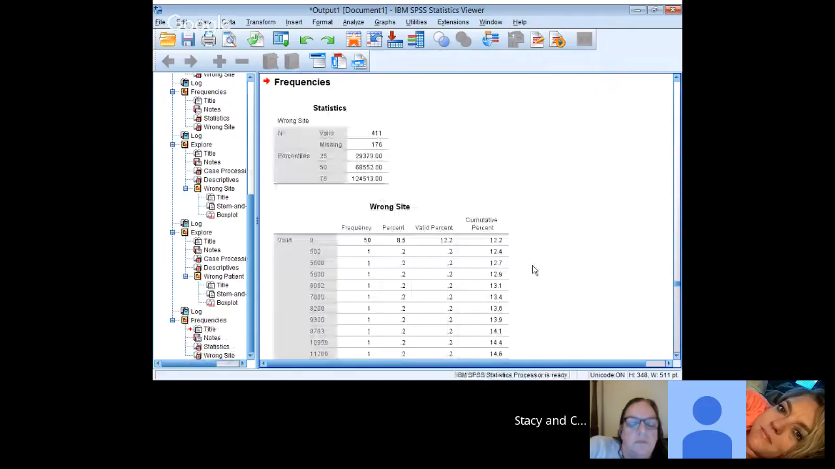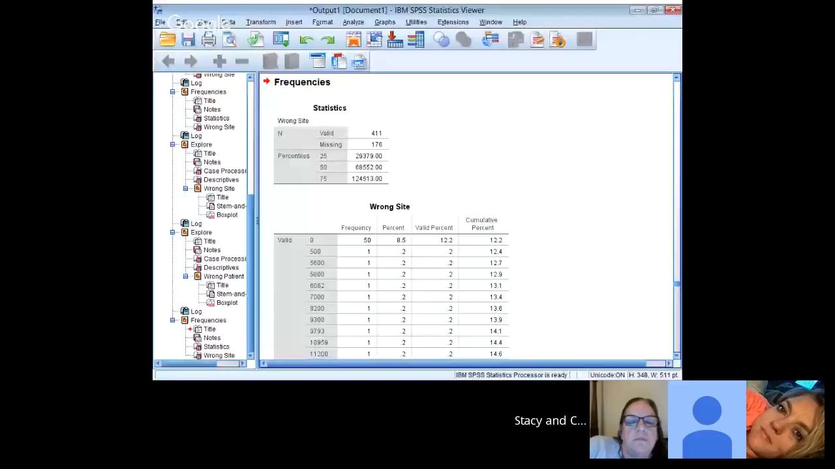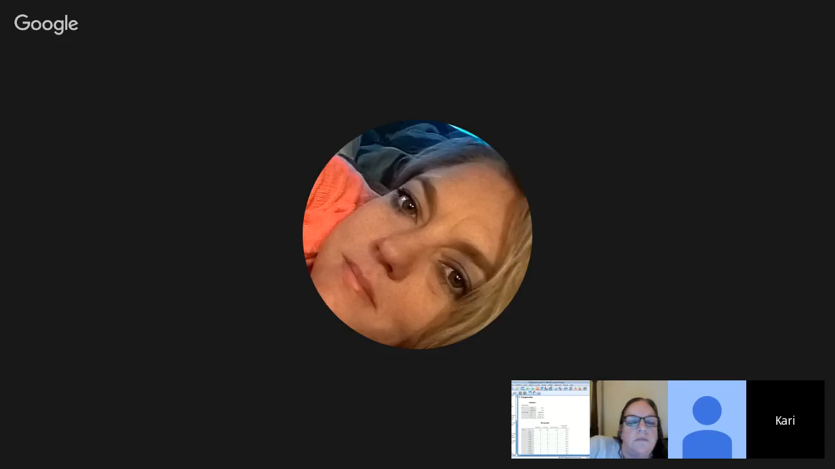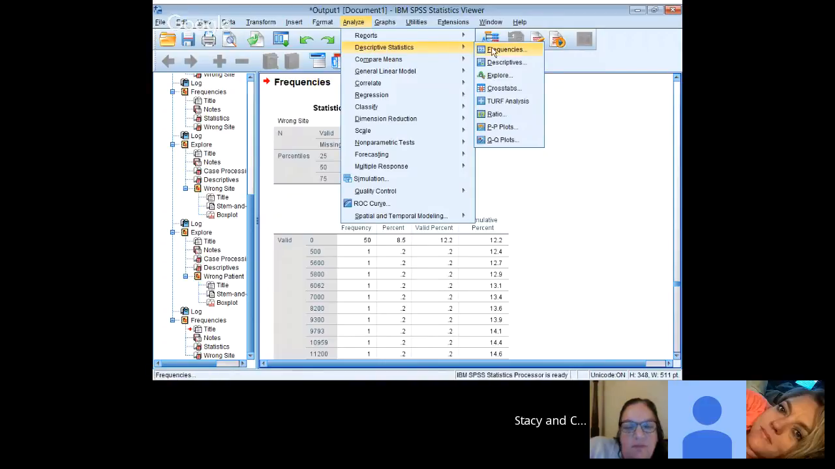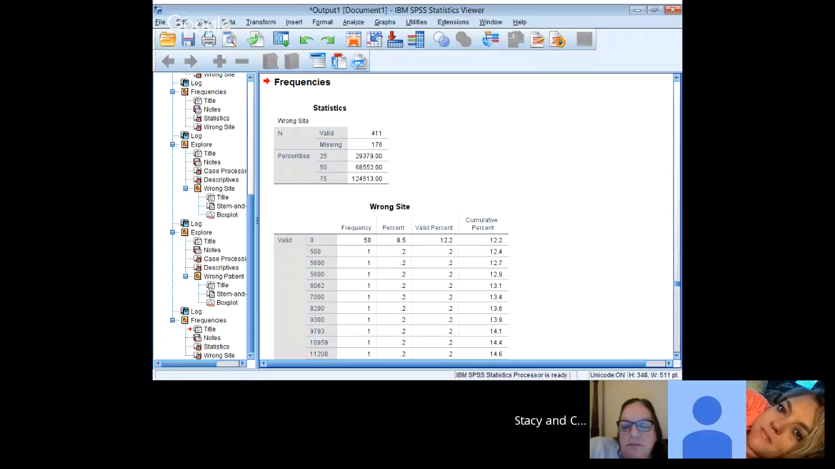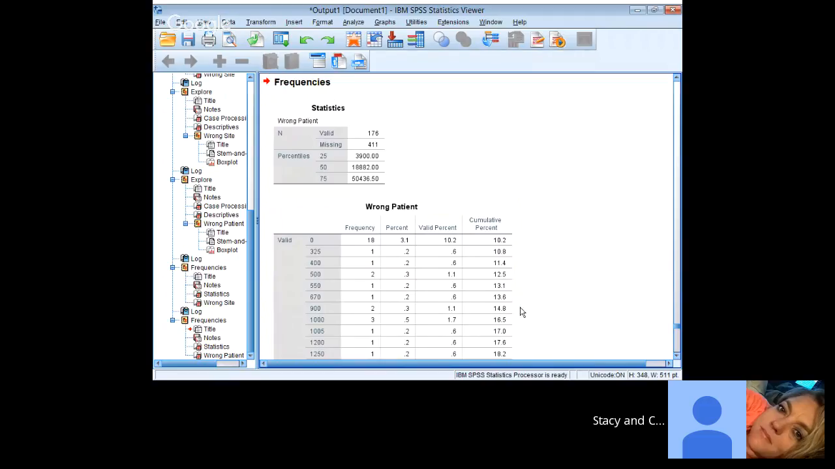Okay, let me go share this. I just have to get there to remember what I'm doing. Can you guys see it? Does it say frequencies and then statistics? You're still on wrong site, and we're supposed to be doing wrong patient. You're right, it does say wrong site. Maybe I just messed it up. Let me go check one more time. Sorry, guys. Frequencies. Yeah, it says wrong site, so I'm going to switch it out. Wrong patient, I'll put it back in. Do you guys see wrong patient now? Yes, ma'am. Okay.